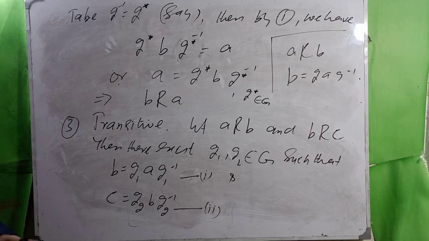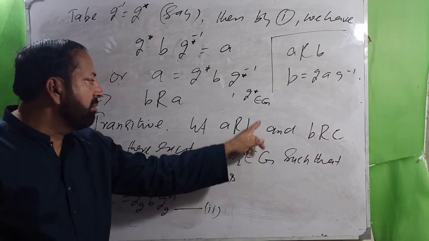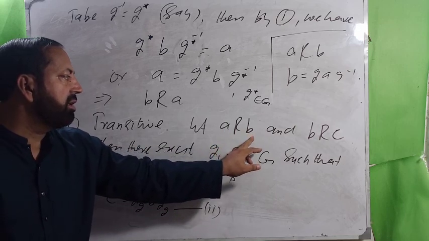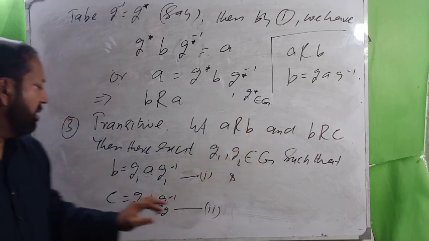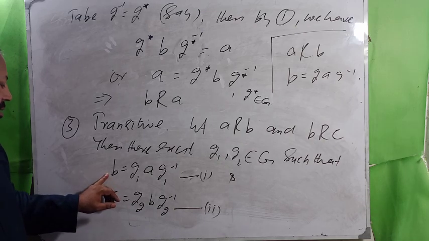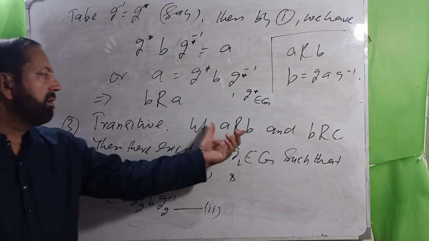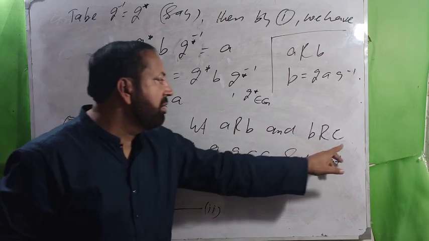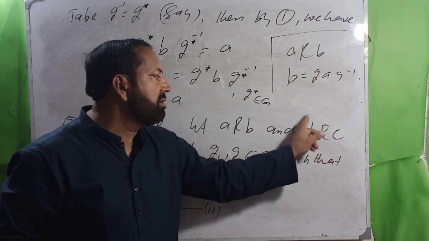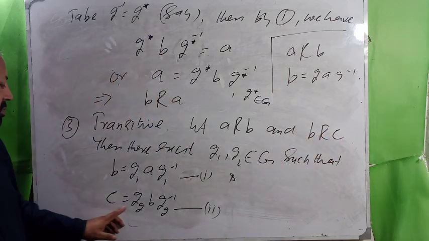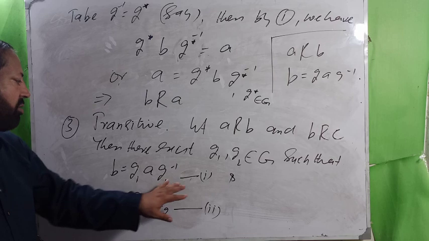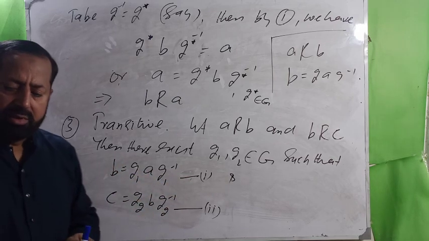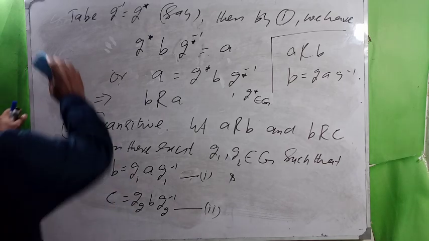How can you write this? Apply the definition here. B is equal to some G1 A G1 inverse. Of course, we are writing on the right side here, on the left side, from here, B is equal to G1 A G1 inverse, and from here I will write C is equal to G2 B G2 inverse. Now you can put 1 into 2; this value of B can be substituted here in 2. So what is happening here?